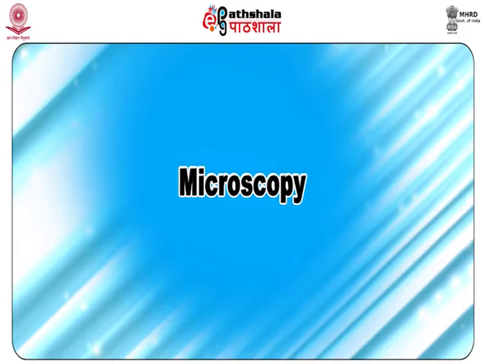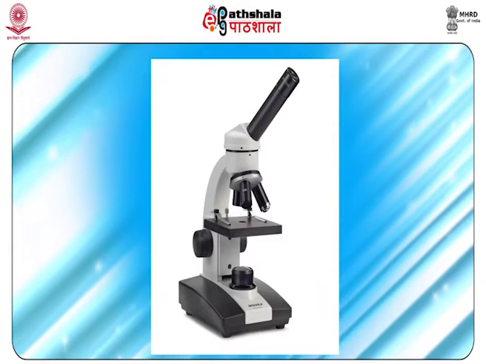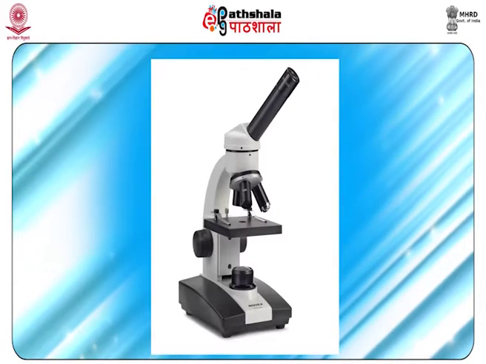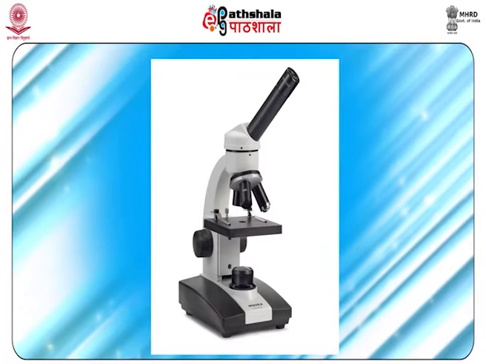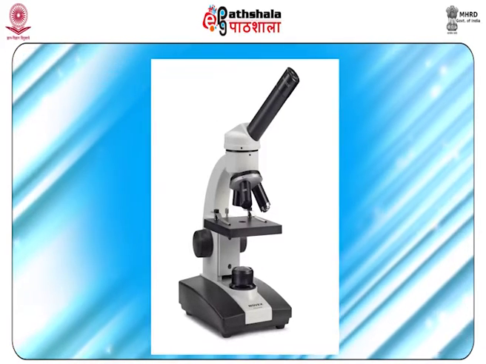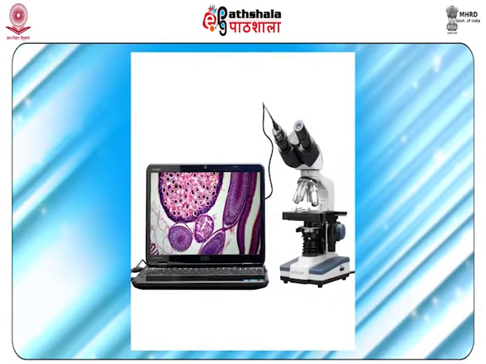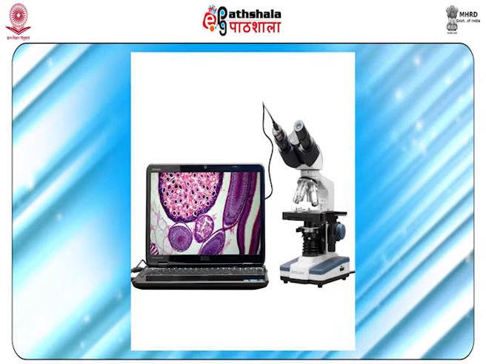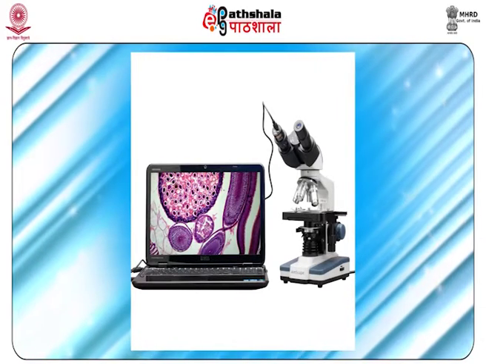Next, we move on to microscopy. A microscope is an optical instrument that uses a lens or a combination of lenses to magnify the finer details of an object, which is otherwise invisible to the naked eye. Microscopy is the science of revealing small objects using such an instrument.